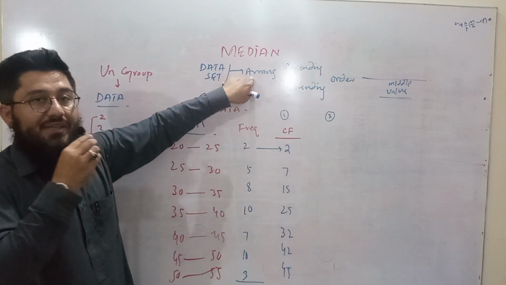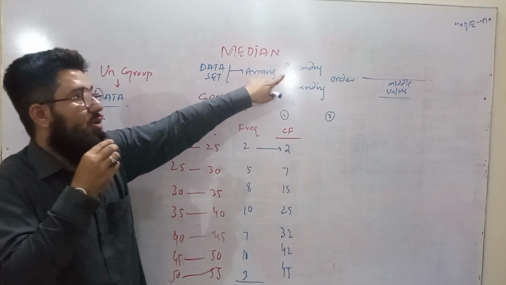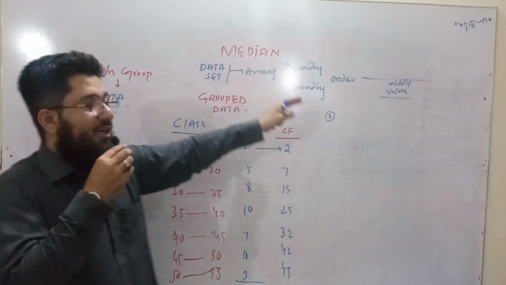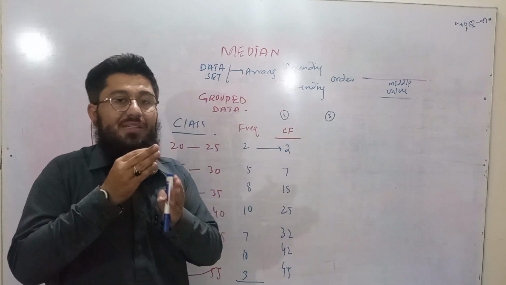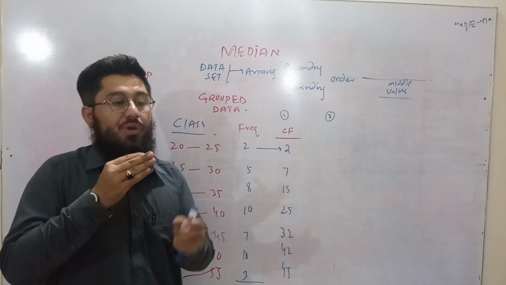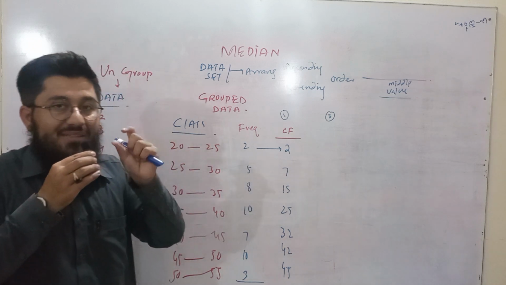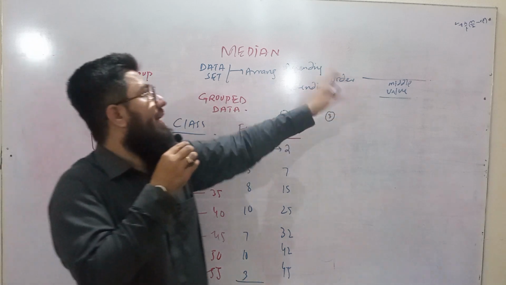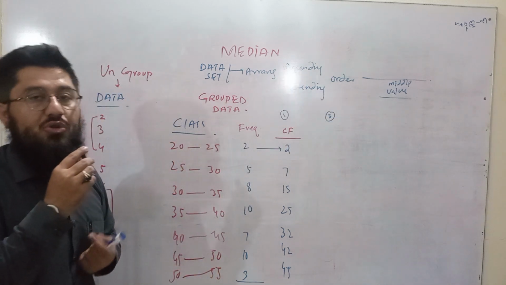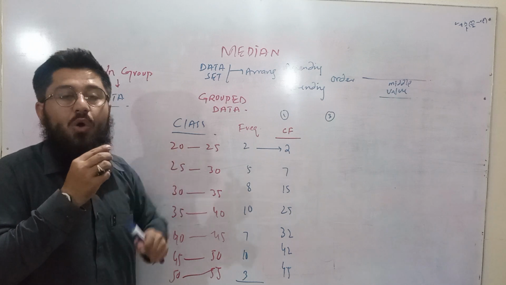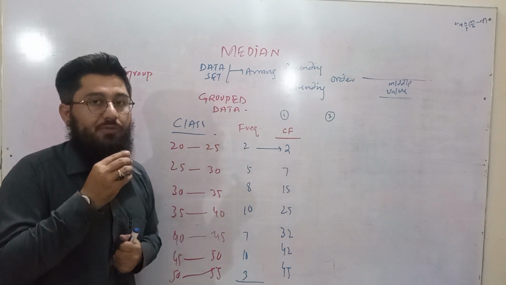When you arrange the data in a sequence, whether ascending or descending, after that you will divide the data into two equal parts. When you divide the data into two equal parts, you will get the central value. That central or middle value is called the median. So in short, median is the central value of the entire data that you are given to solve.